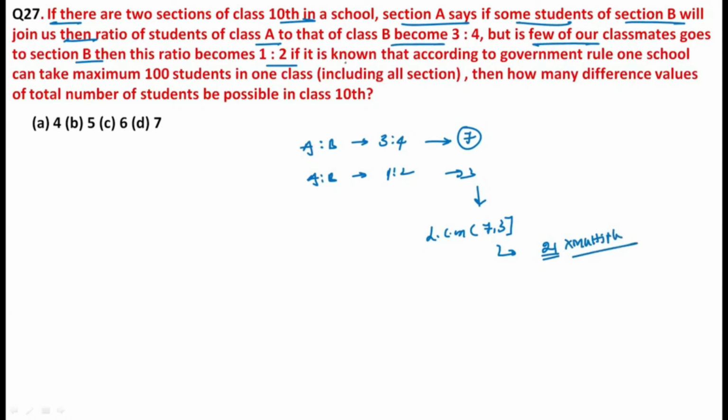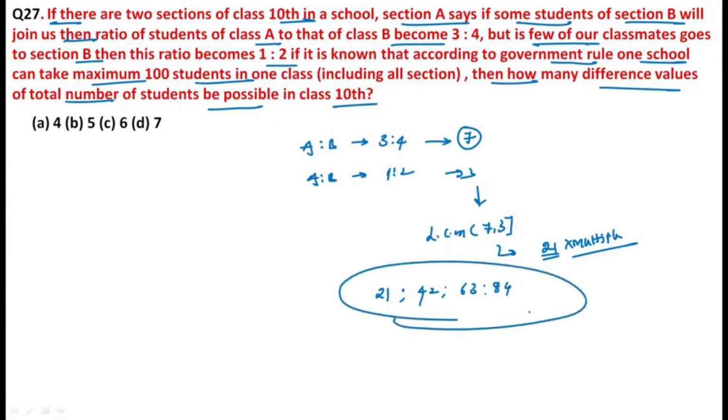Another question. It is known that according to the government rule, one school can take a maximum of 100 students. Now, how many different values of the total number of students are possible in 10th class? The answer is either 21, 42, 63, 84, and we can't take 105. Why? Because the total strength must be less than 100 according to the government rule. So the total number of possible values is 4.